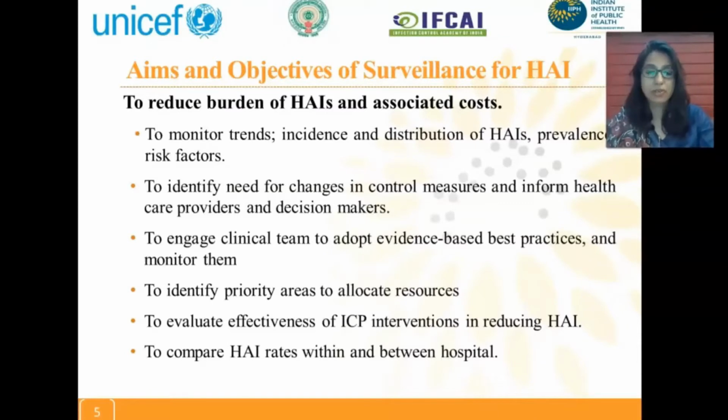Once we know the risk factors, you can also plan to control those risk factors, to identify the need for changes in control measures and inform healthcare providers and decision makers. Most of us already have control measures in place so that the infections do not spread. However, if you do continuous surveillance and see changing trends, you can use that information to change your control measures. Most of the surveillance is managed through microbiologists or sanitary inspectors or hospital infection prevention control committees.